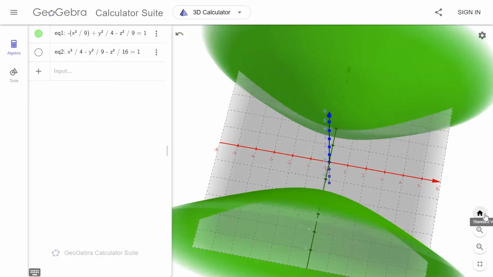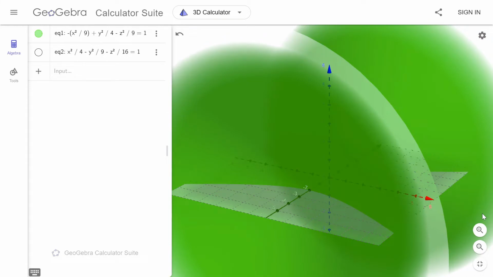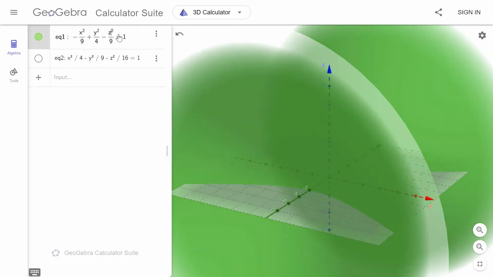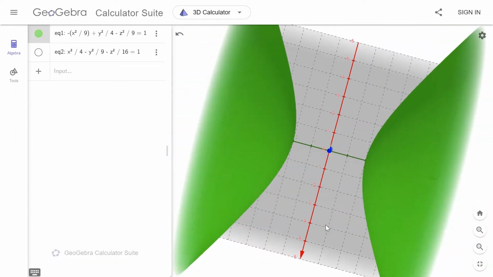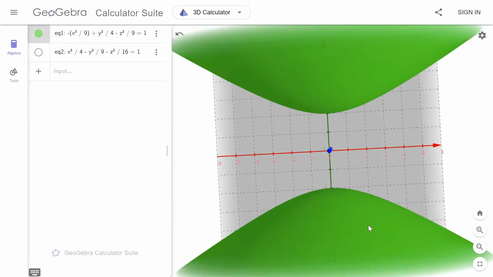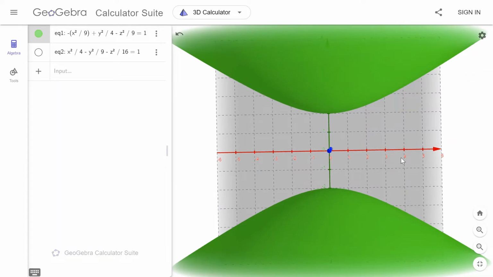So this is what the graph of the hyperboloid negative x square over 9 plus y square over 4 minus z square over 9 is equal to 1 would look like. And notice that this is in a 3D space, such that if we have it this way, this is the xy trace with the red horizontal line as our x-axis and the green line our y-axis. So this is actually a hyperbola in this view. So we suppose that z here is equal to 0.